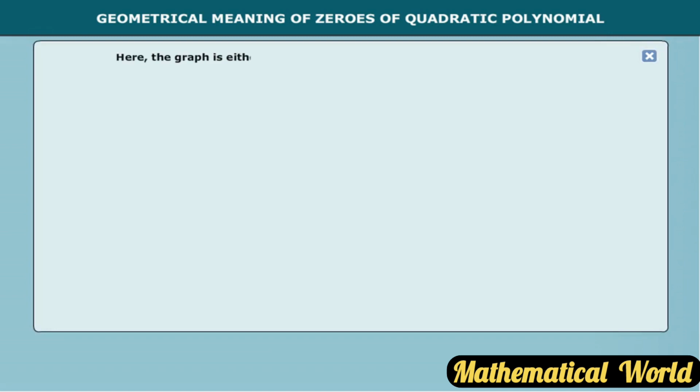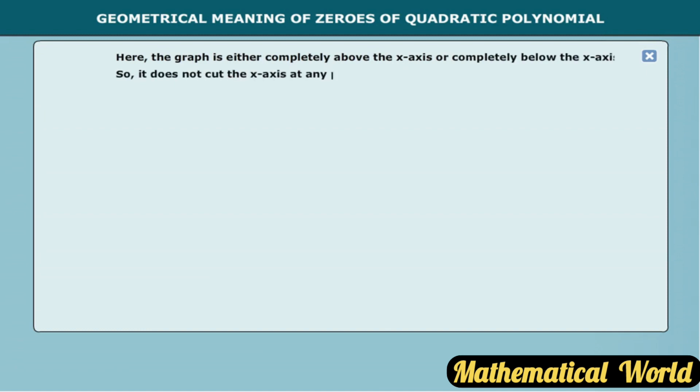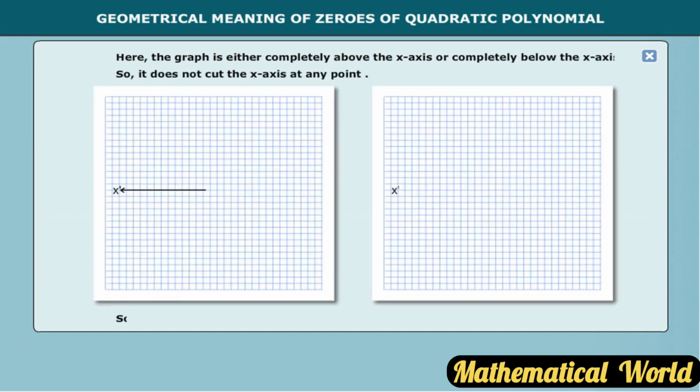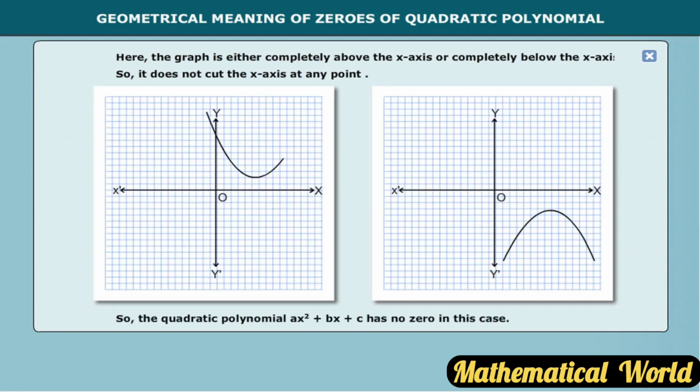Here the graph is either completely above the x-axis or completely below the x-axis. So, it does not cut the x-axis at any point. Hence, the quadratic polynomial ax square plus bx plus c has no zero in this case.